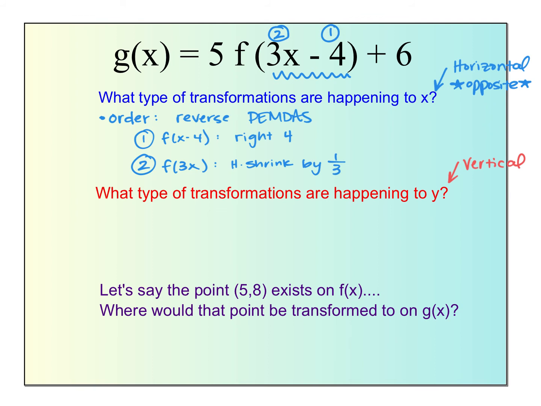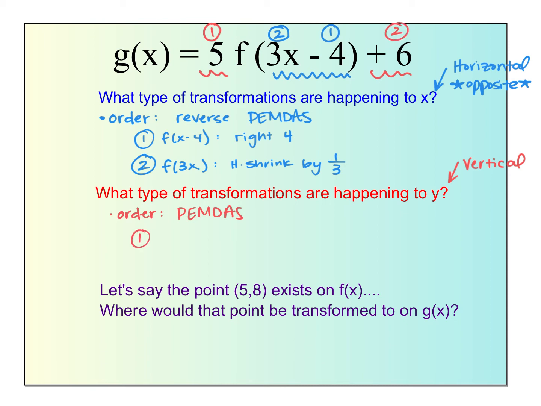In our vertical transformations, we can follow our gut. We can follow our intuition. So the order that we apply vertical transformations is going to follow PEMDAS. So when I look at these outside values, vertical outside, I'm going to take them in PEMDAS order. So first I'm going to multiply, and second I'm going to look at this addition.